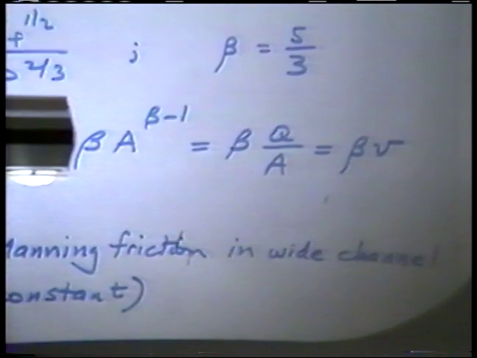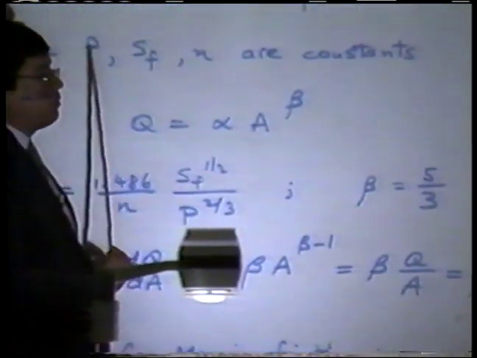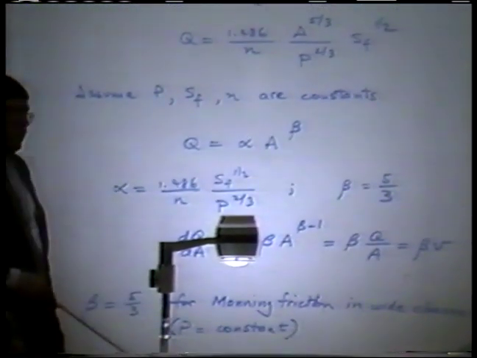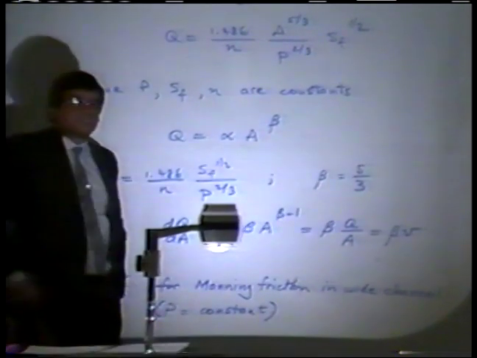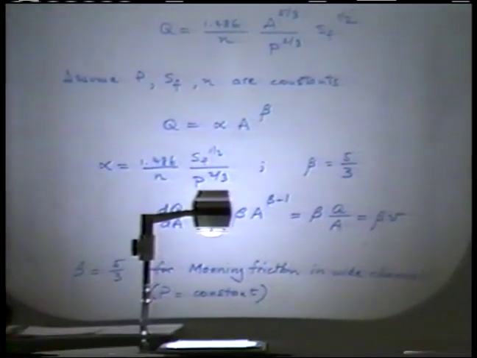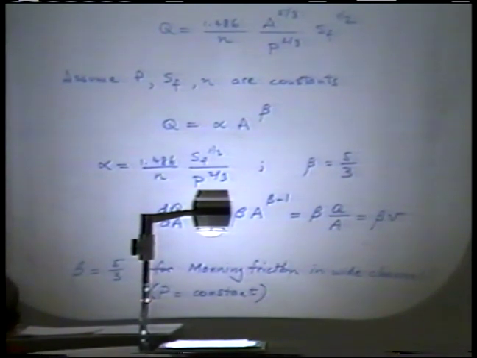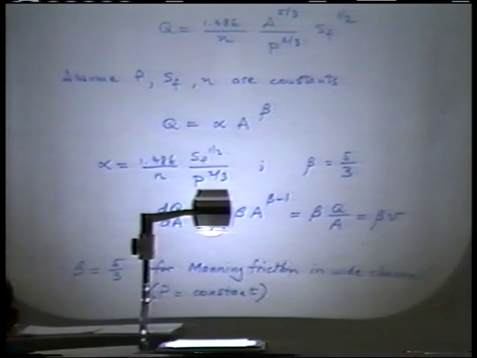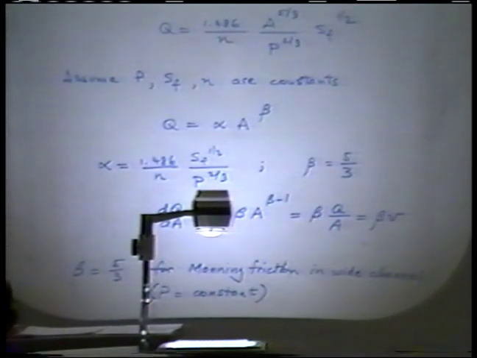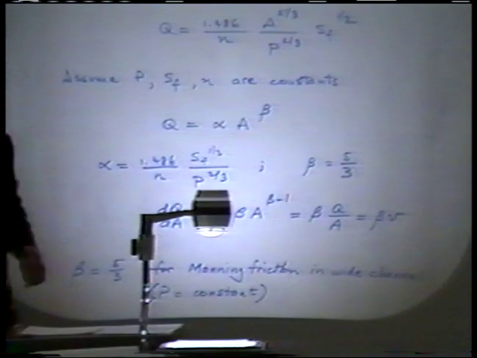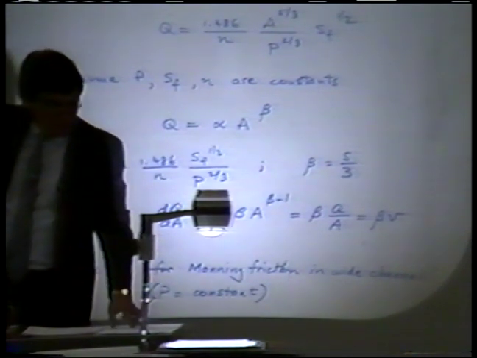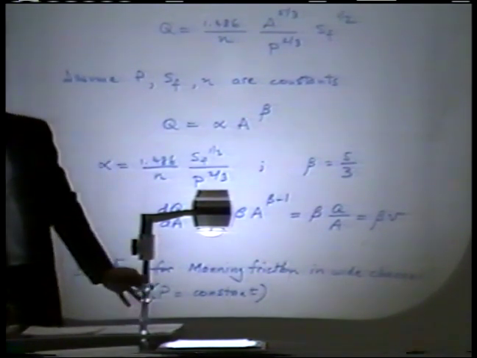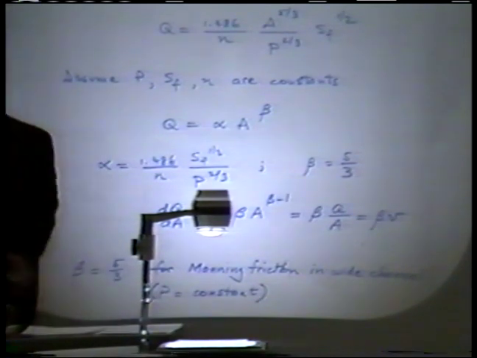In this case, of constant wetted perimeter under Manning's law, beta is 5/3, which is 1.67. This beta coefficient of the rating, or exponent of the rating, has a way of changing. As I say in there, it's for Manning friction in a wide channel, where P is a constant, beta would be 5/3. However, in practice, this beta coefficient may vary, and in fact, it does vary.